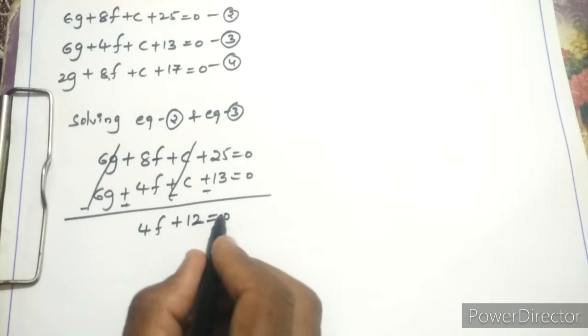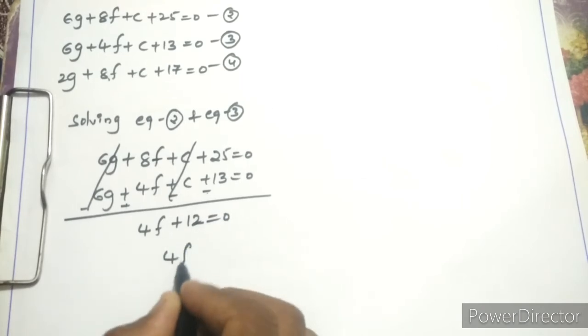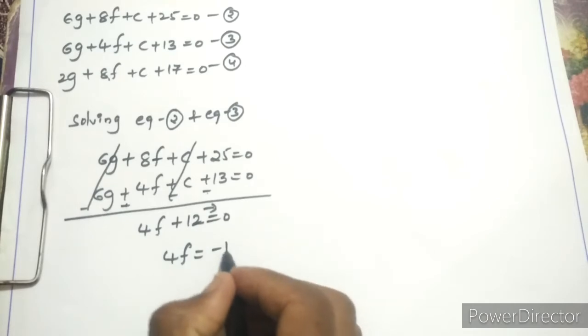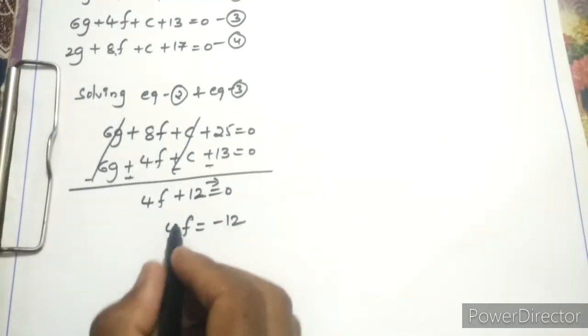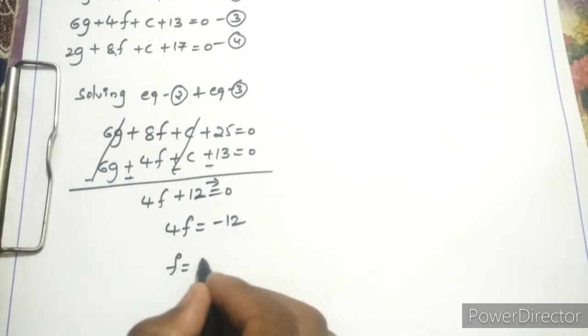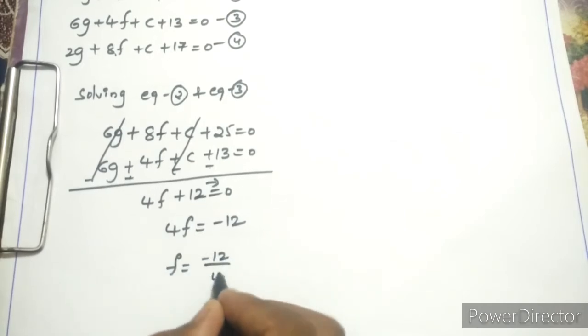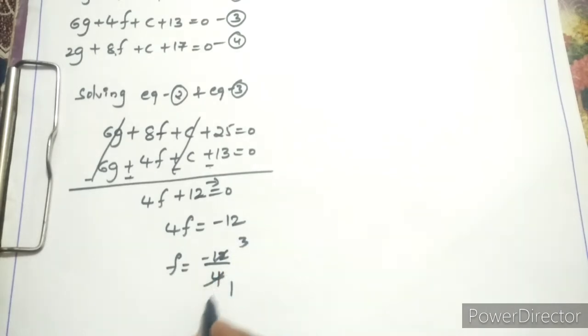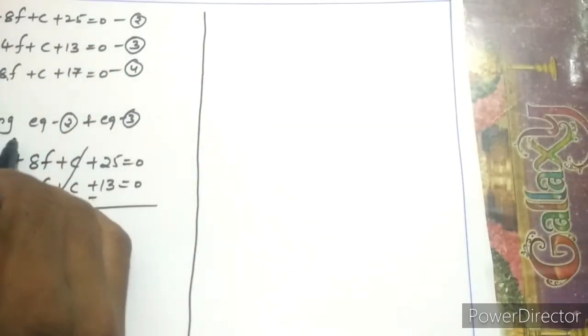So taking plus 12 to the right hand side, this becomes 4f is equal to minus 12. So take 4 to the denominator of the right hand side. So f value becomes minus 12 by 4. It becomes 4 ones are 4, 4 threes are 12. So f value becomes how much? Minus 3. Just now we have solved equation 2 and equation 3.